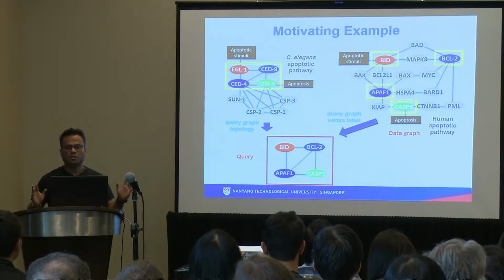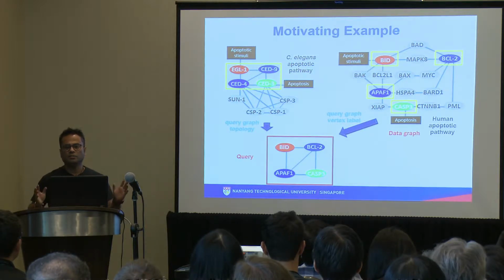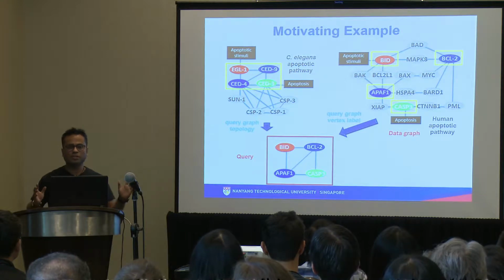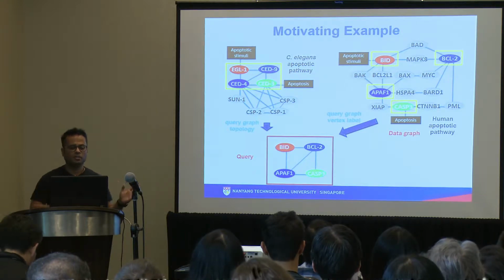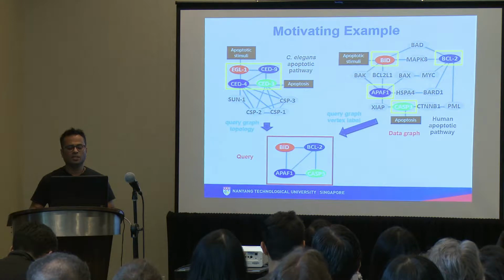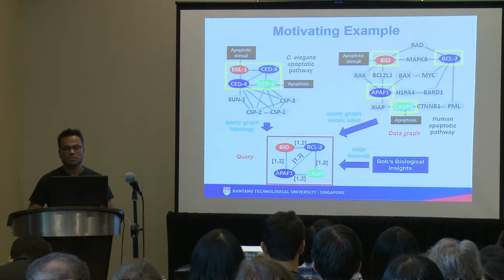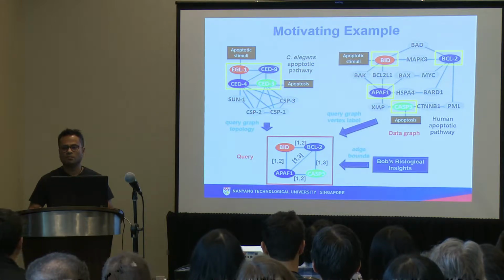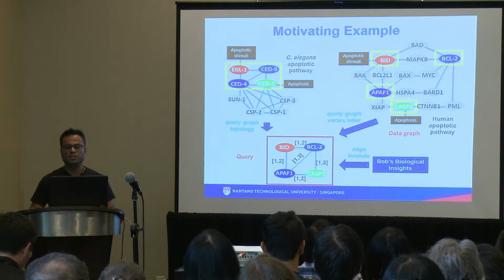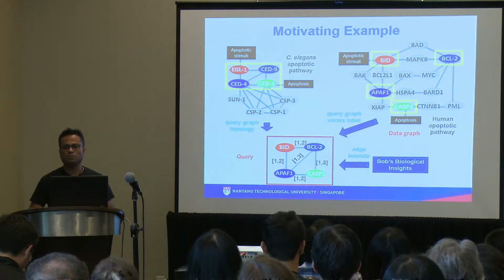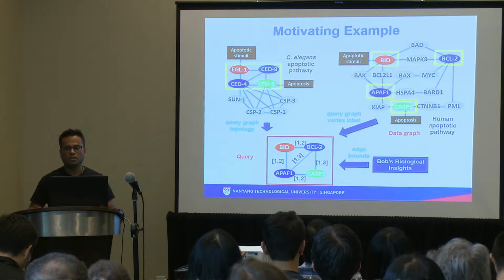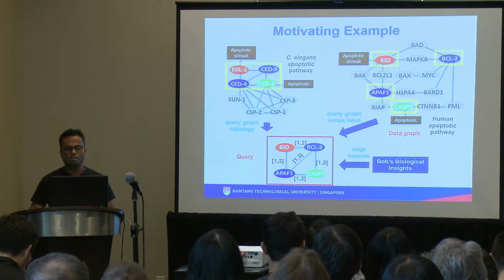Because of these evolutionary features, they will be close to each other, but not necessarily have direct edges as you can see in C. elegans. So what Bob wants to do is to put constraints on the edges, with a pair of integers which gives the lower and upper bound of the length of the path. So BID and BCL2 should be connected by a path of length not more than 2, and so on.